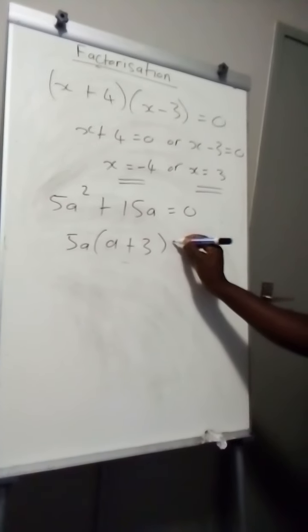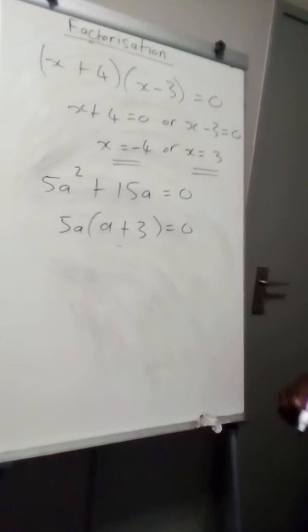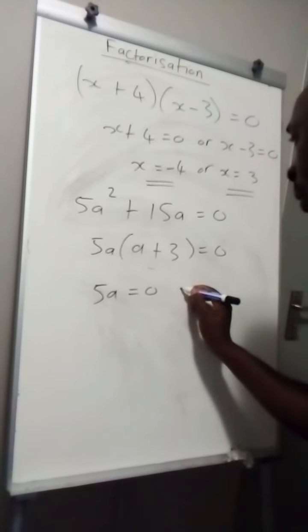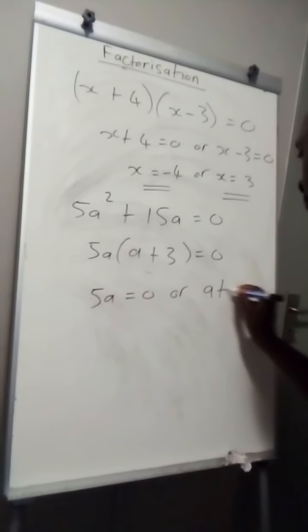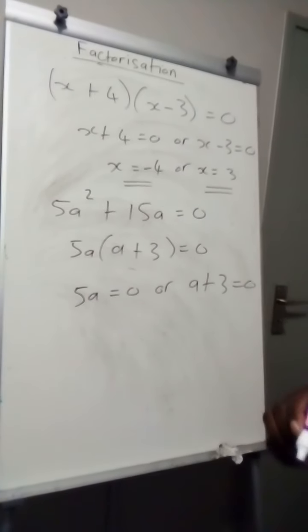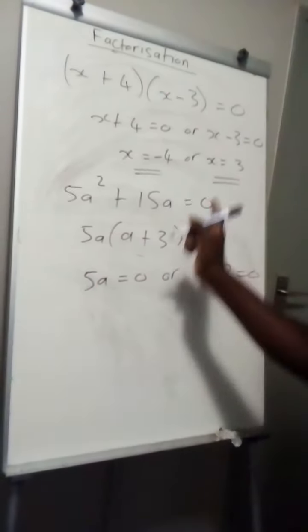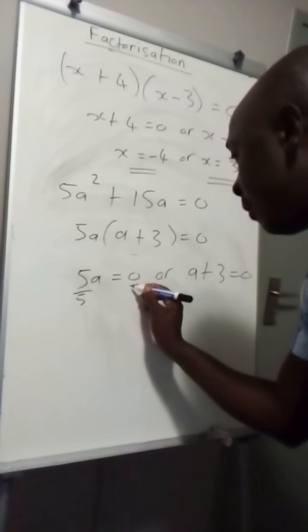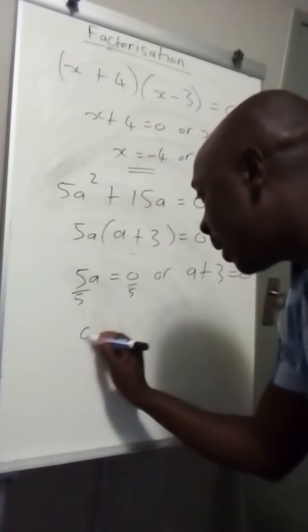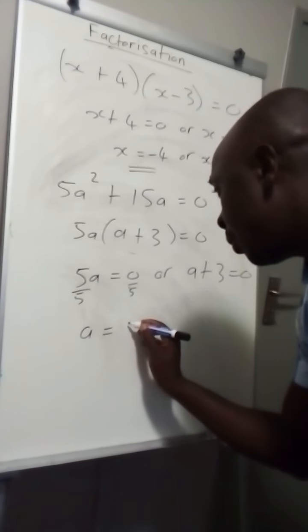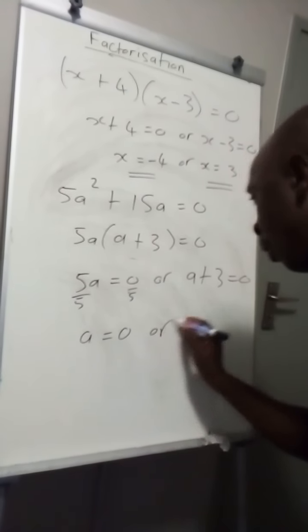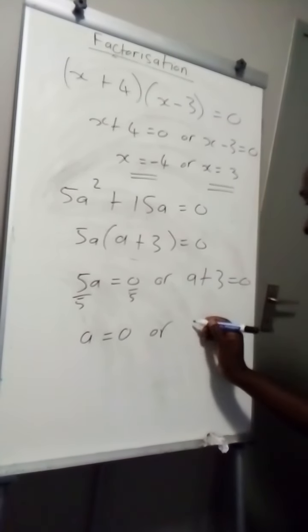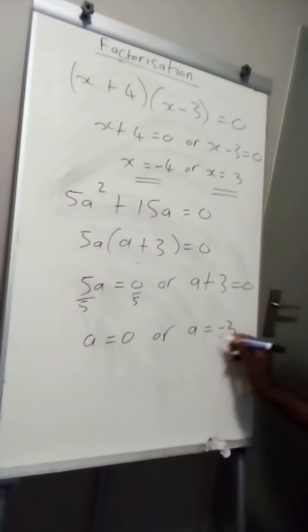So 5a times (a plus 3) is equal to 0. It's either 5a is equal to 0, or a plus 3 is equal to 0. So how do you handle that? The first one, you divide by 5 on both sides. We are left with a is equal to 0. Or for the other, if you take 3 to the other side, it becomes minus 3, so a is equal to minus 3.